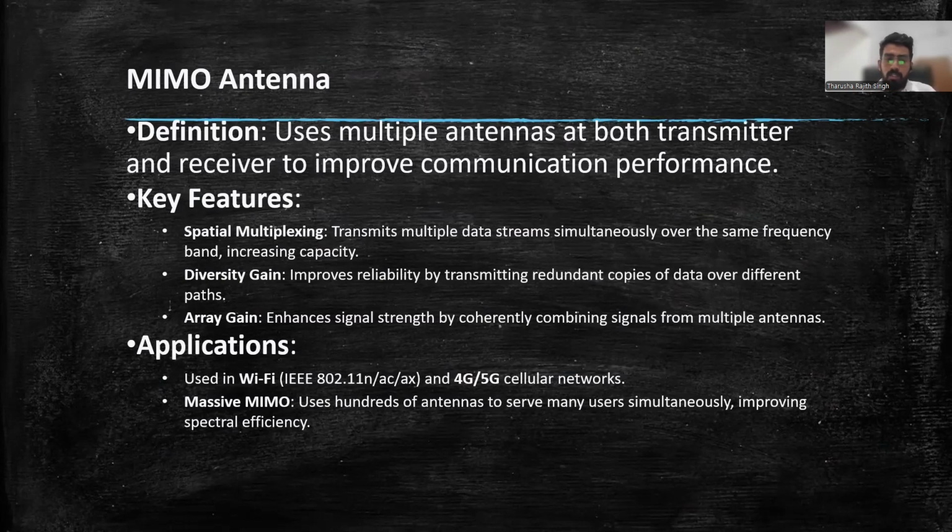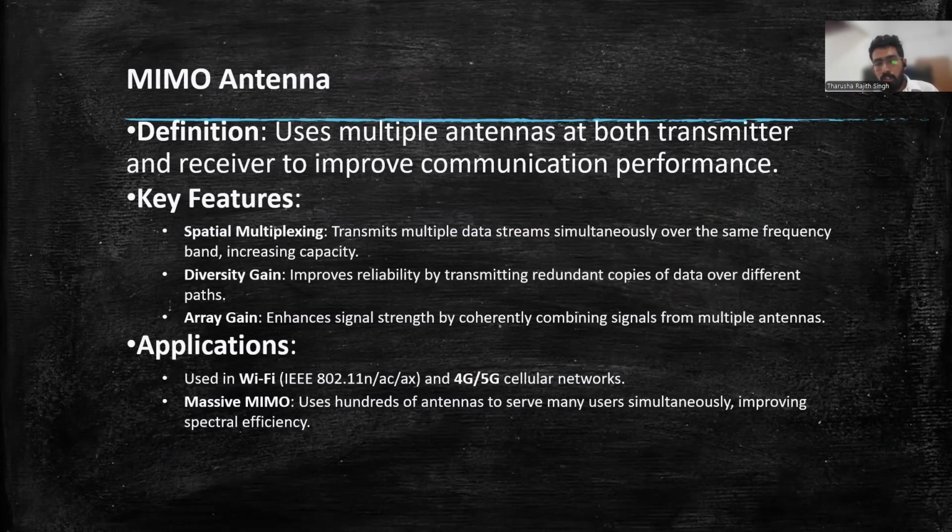So MIMO systems are characterized by three main features, which are spatial multiplexing, diversity gain, and array gain. Spatial multiplexing allows multiple data streams to be transmitted simultaneously over the same frequency band, significantly increasing the capacity of the communication channel.